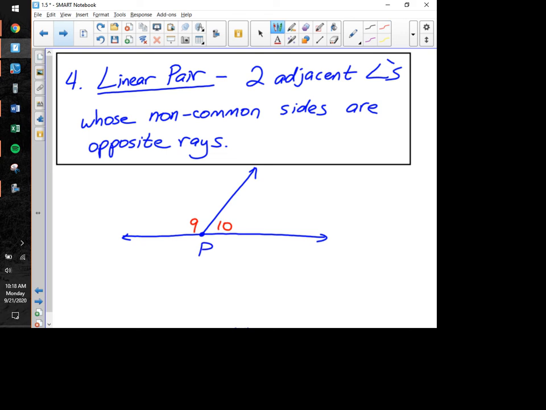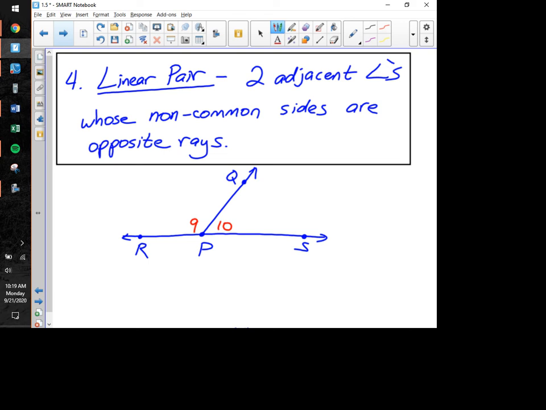So they both have the same vertex. Do they share a common side? Yeah, let's put a point up here and say they both share ray PQ. And furthermore, they don't overlap at all. So yes, 9 and 10 are adjacent angles. Furthermore, the non-common sides need to be opposite rays. Well, let's see. I did P, I did Q. Let's go with R out here, and let's go with S right over here.